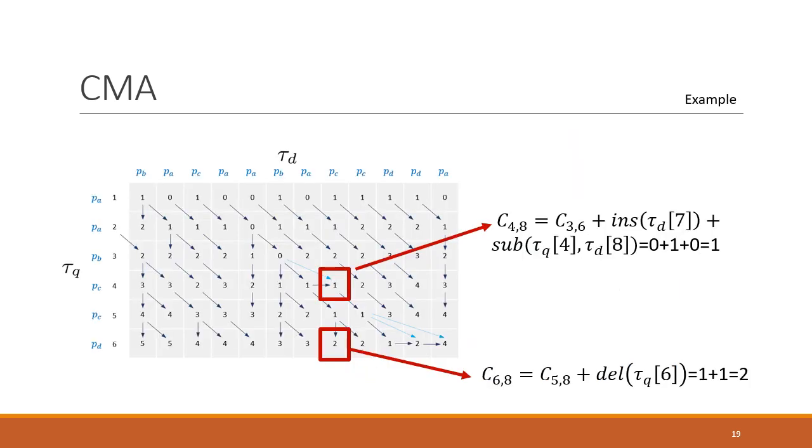We provide an example to demonstrate the calculation process of Cij. C48 can be obtained by inserting tau D7 and replacing tau Q4 with tau D8, based on C36. The insertion cost is obviously smaller than deleting tau Q4 or directly replacing tau Q4 with tau D8. Similarly, C68 is computed from C58, which means we need to delete the tau Q6.